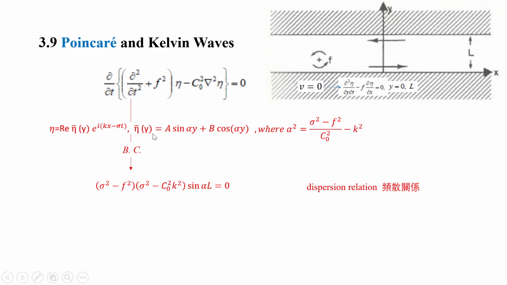Then from this differential equation and the boundary condition at y equal to 0 and L, there's no perpendicular velocity, v equal to 0, at these two boundaries. So this will give you this relationship, which can be discussed, and then you can realize that there are two sets of wave solutions. You can think about this as a dispersion relation, but for several types of waves.